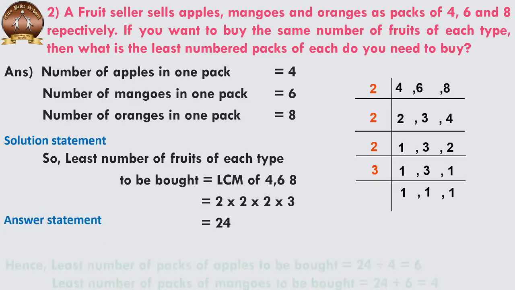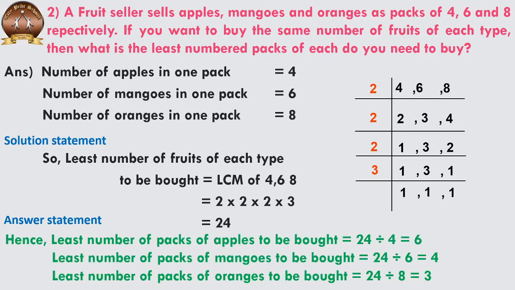So the answer statement can be written as, hence, least number of packets of apples to be bought, 24 divided by 4, that is 6. Least number of packs of mangoes to be bought, 24 divided by 6, that is 4. Least number of packs of oranges to be bought, 24 divided by 8 is equal to 3. So 6, 4 and 3 are the packs to be bought for apples, mangoes and oranges.